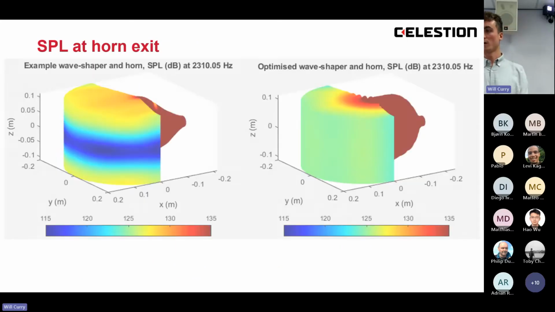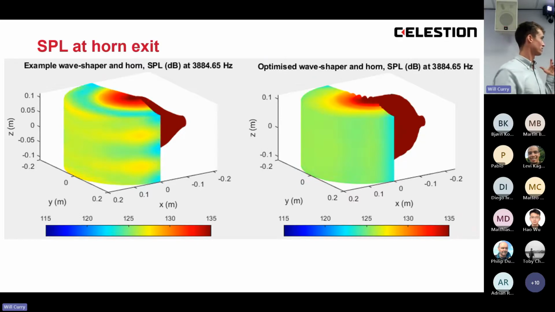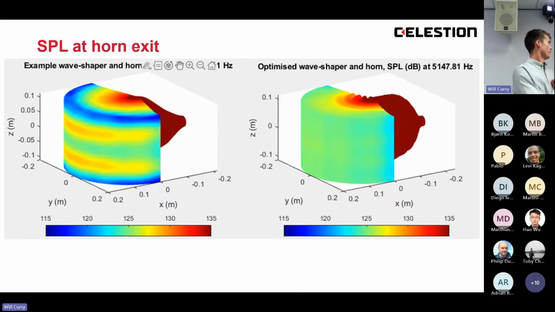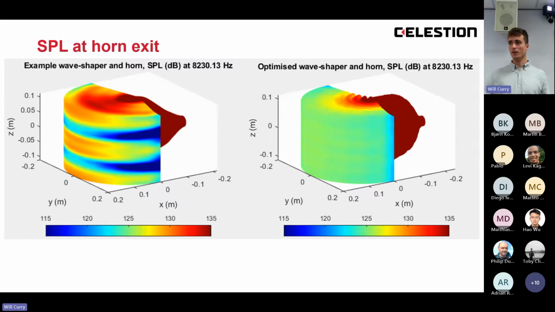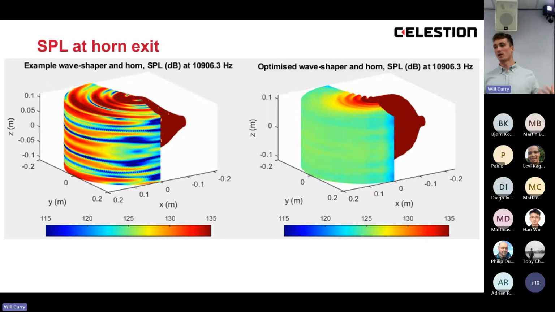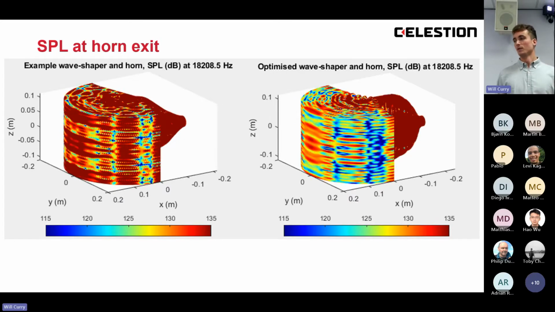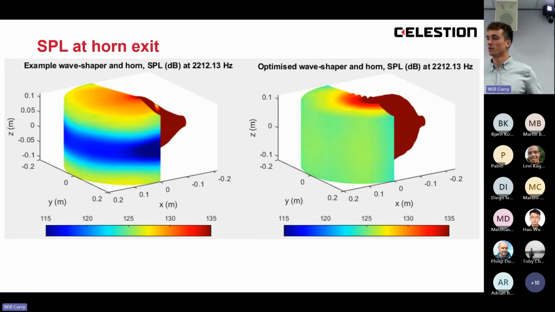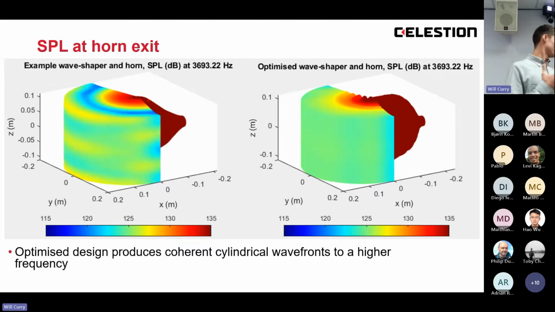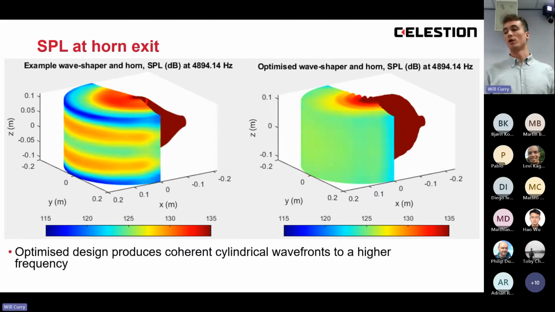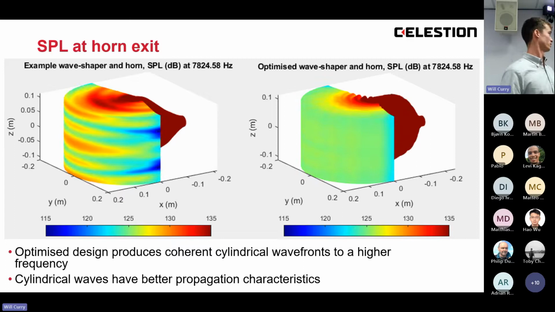So I've got an animation here of the SPL at the horn exit. The one on the left is an example wave shaper with a diffraction horn, and the one on the right is an optimized wave shaper with the optimized horn. And it's moving up in frequency. You can see how in the example one, there's quite a lot of modal behavior going on, even at quite low frequencies. I think the optimized one works up to around 17 kilohertz. Yeah, the optimized design produces more coherent cylindrical wave fronts to a higher frequency, and cylindrical waves have better propagation characteristics.